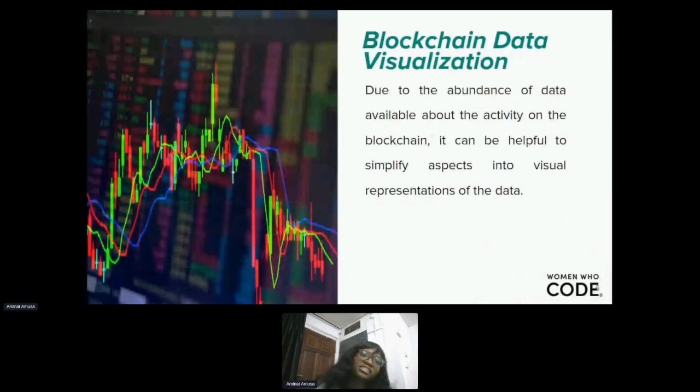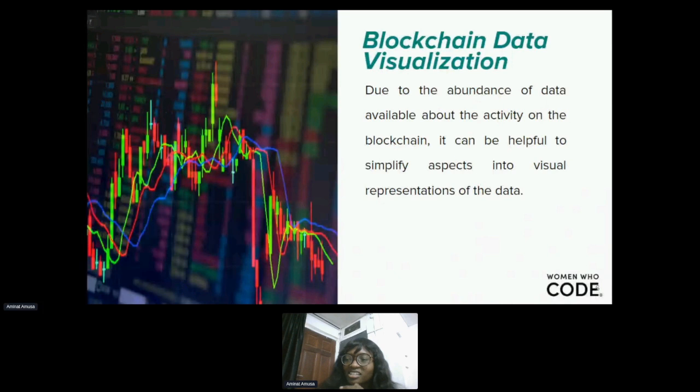So when you are visualizing data, that's when you are trying to translate data from its raw form, either from tabular form, into something that is visually compelling, something that people can easily see what is going on in your data. These visualizations are usually represented in graph formats, charts or tables. And due to the abundance of data available on the activity on the blockchain, it can be very useful to simplify aspects and also provide insights into what is happening.